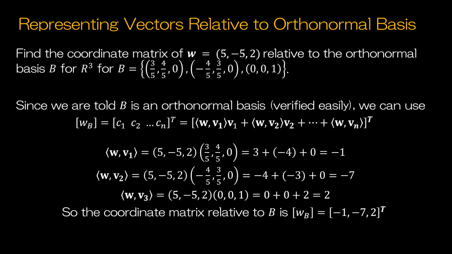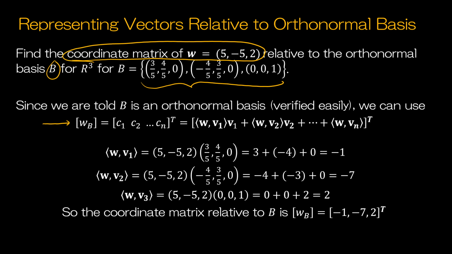Now we're told that B is an orthonormal basis, so we don't have to check that. They're telling us it's orthonormal, so we don't have to check if all of the vectors are unit vectors, and we don't have to check if they're orthogonal. We can assume that to be true. Now we can use this formula to find the coordinate matrix of W relative to the orthonormal basis. So how are we going to do that?